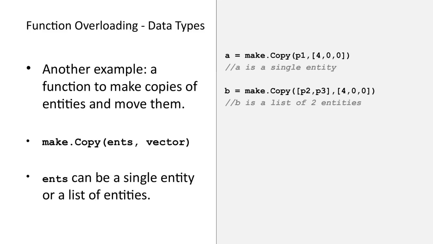Here is another example. In this example, we look at the make_copy function. It makes copies of entities. The first argument is the entities to copy, and the second is the vector to move them by. The first argument is overloaded. You can either pass in a single entity, or a list of entities. The data type can be a single entity ID or a list of entity IDs. If it is a list, then the function would have to iterate over the entities in the list. Let's look at the next example to see how that might be implemented.